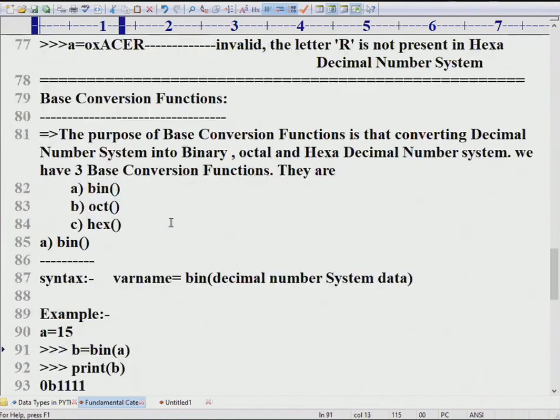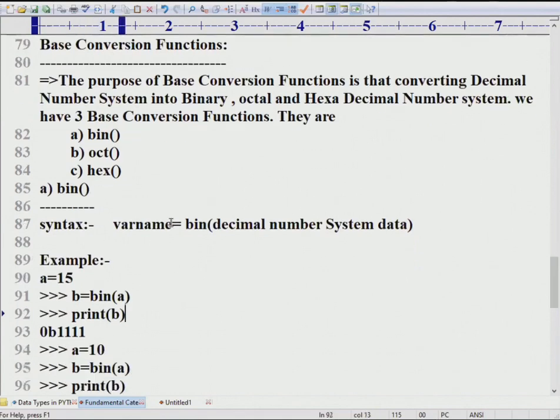Shall we write? Start. I will go one by one. The heading is base conversion functions. Before going to the float data type, I am talking about the conversion functions here itself. Start, quickly make it.